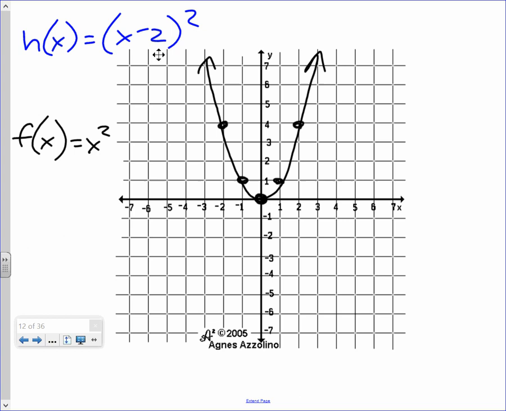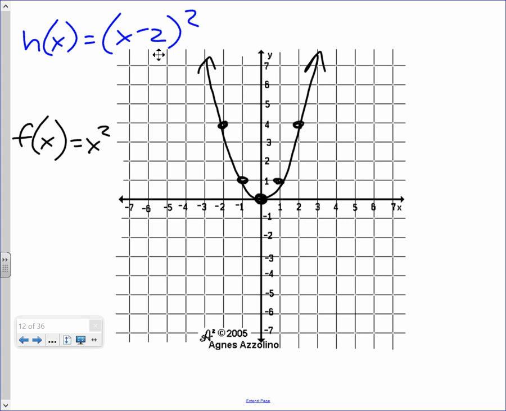It's horizontal. When you have the parentheses, that gives it away, it's horizontal. And remember, we go the opposite way. If it's a minus, it goes to the right. If it's a plus, it goes to the left. So this is a horizontal shift to the right 2 units.